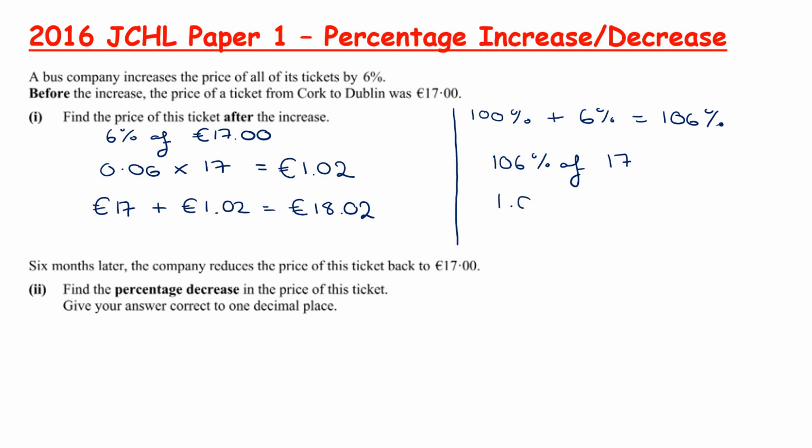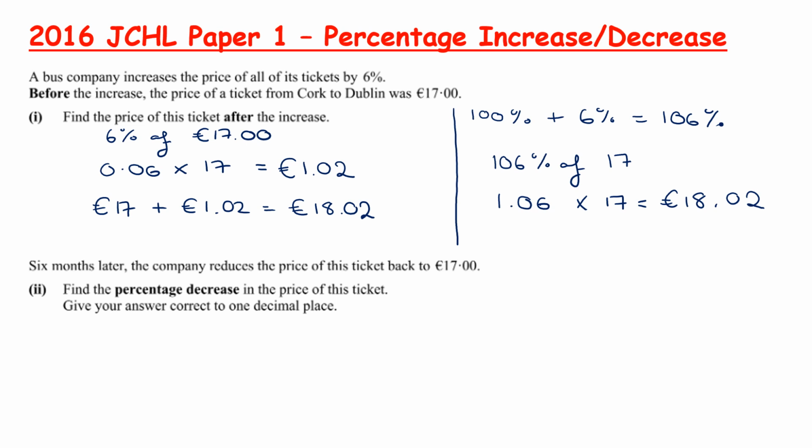So in decimal form, that's 1.06. I multiply that by 17. And when I do that, my answer is 18.02. Now, it's not that much shorter, but it is a little bit quicker with regards what you need to do on the calculator. Both methods, absolutely perfect.